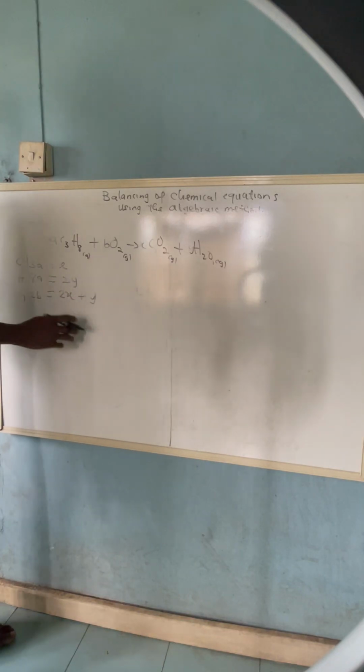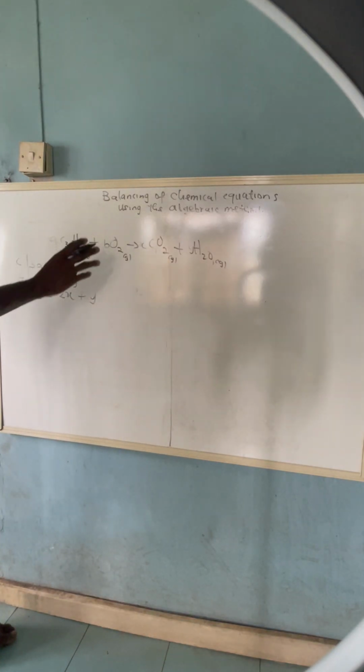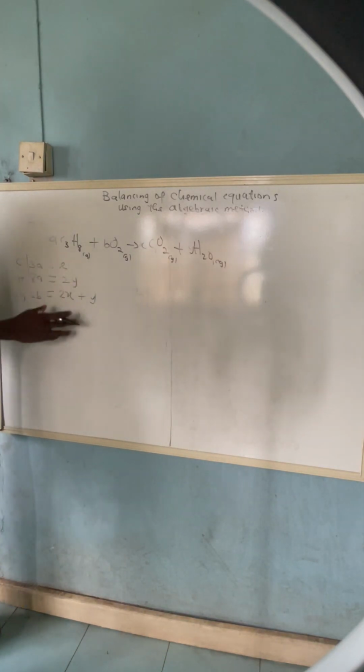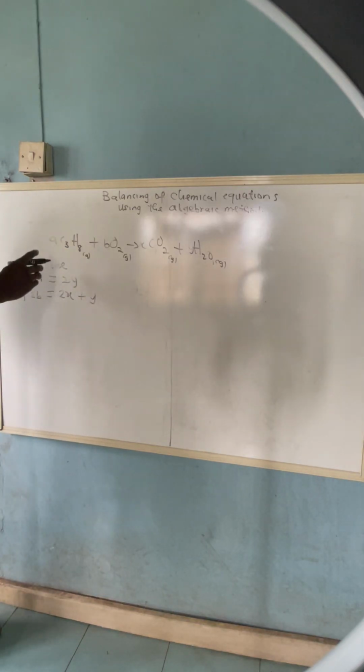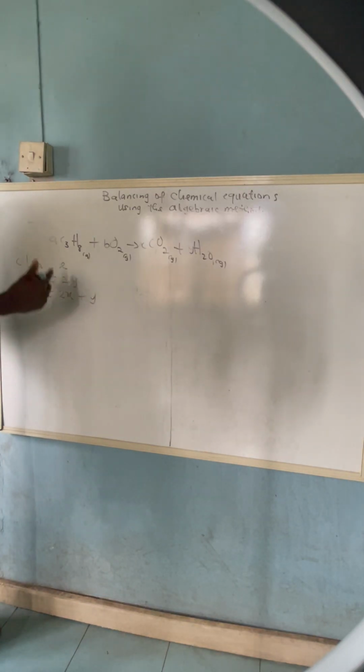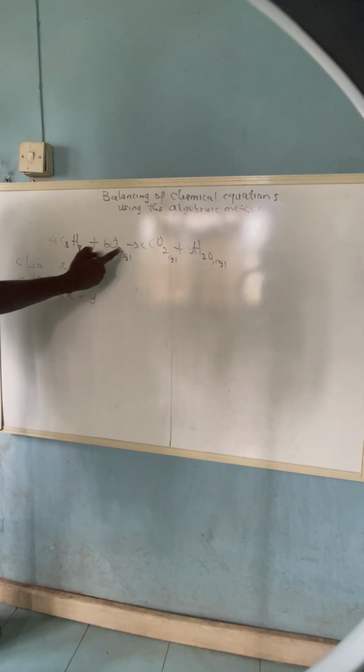So these are the three equations we need in order for us to resolve this. After getting these three equations, the next thing we are going to do is assume one of these unknowns to be 1, either A, B, X, or Y.